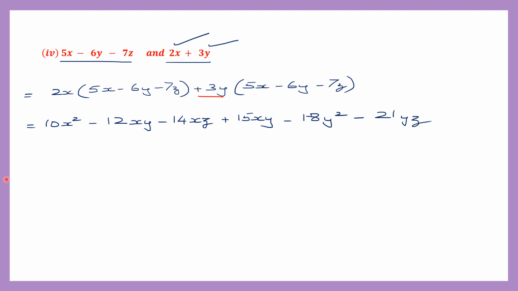Now let's write our answer. So here we have 10x squared. Do we have another x square? Let's look and see. We don't have, so we can write it as it is. So this is 10x square.